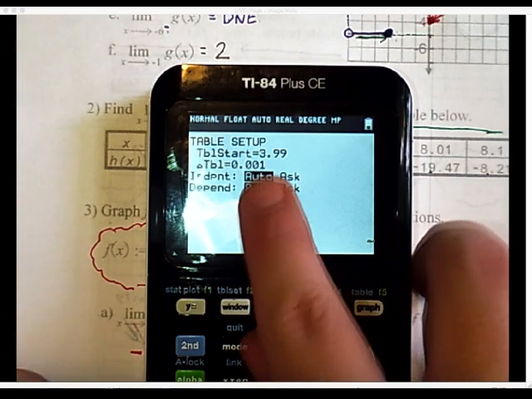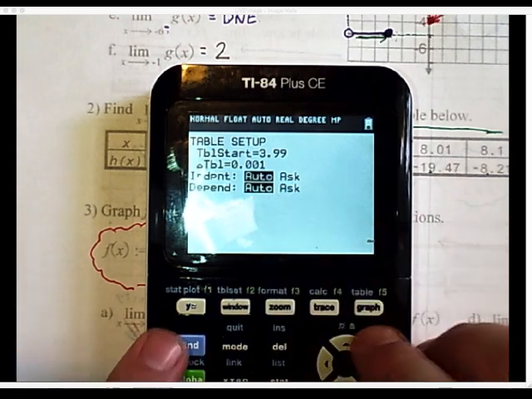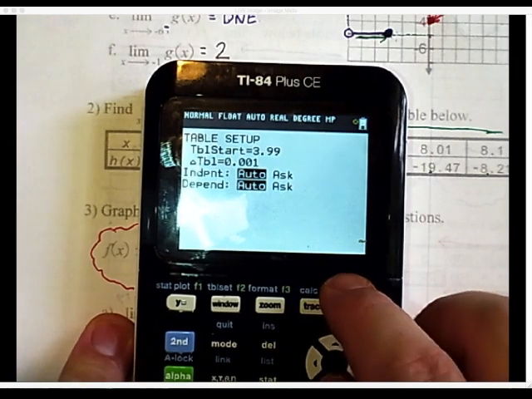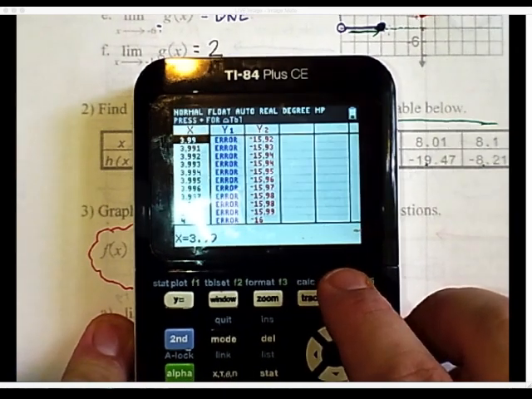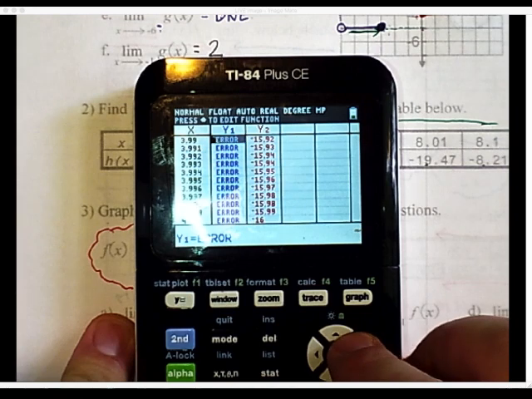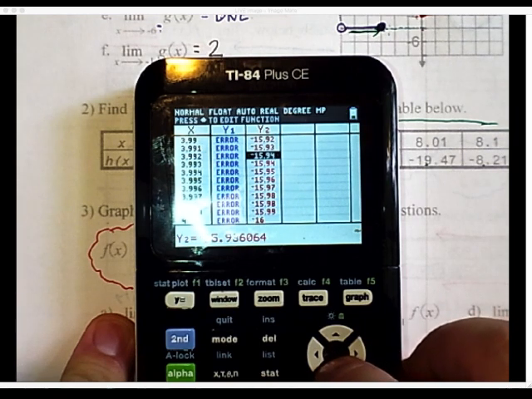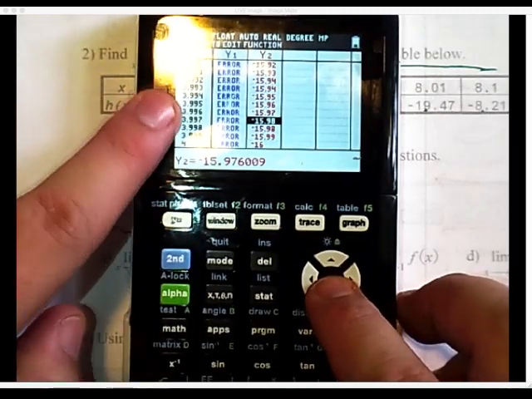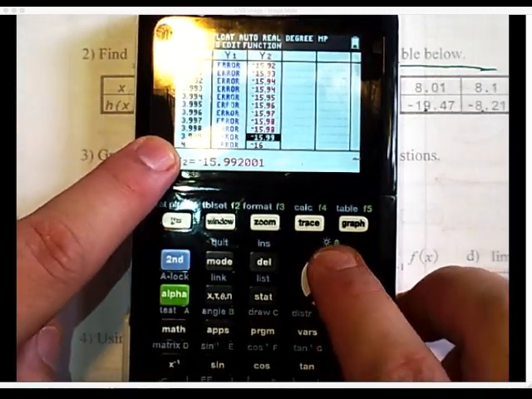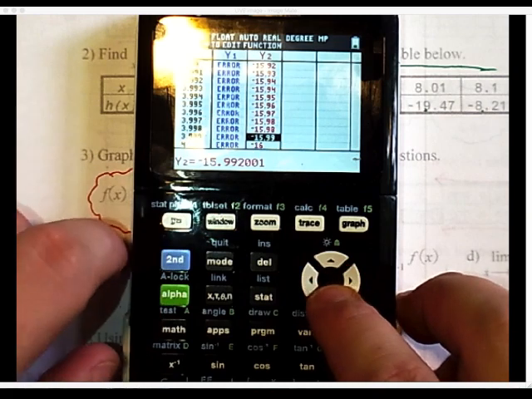And we'll just leave these as auto. Now actually go to the second graph. If I hit second graph, if you go over here to Y2, what's happening is I get closer and closer and closer to x values of 4. Okay, it looks like all these numbers are getting closer and closer to negative 16.